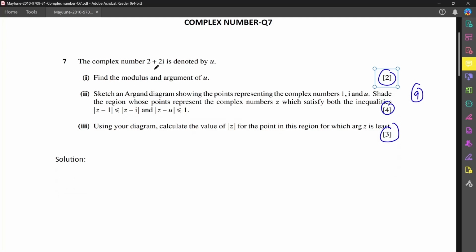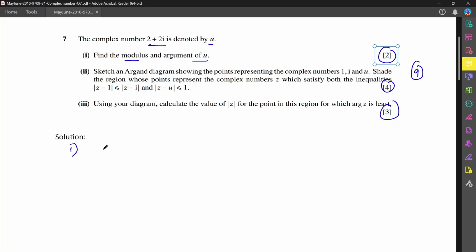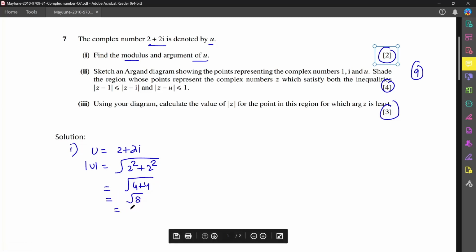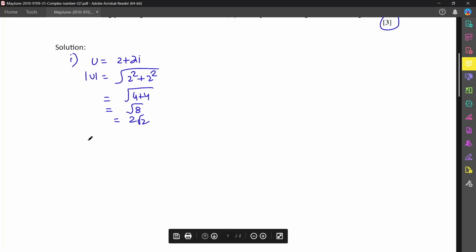The complex number 2 plus 2i is denoted by u. Find the modulus and argument of the complex number. So that's the first part. u is given as 2 plus 2i. The modulus of u is simply the root of the real part squared plus the imaginary part squared. That gives you root of 4 plus 4, which is root 8, and root 8 is 2 root 2. So that is the modulus of the complex number u.